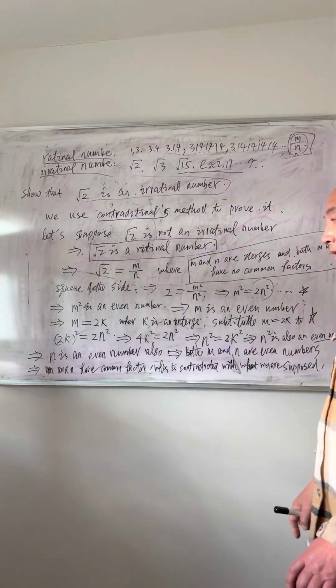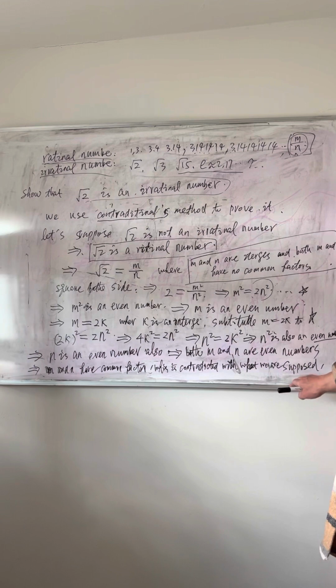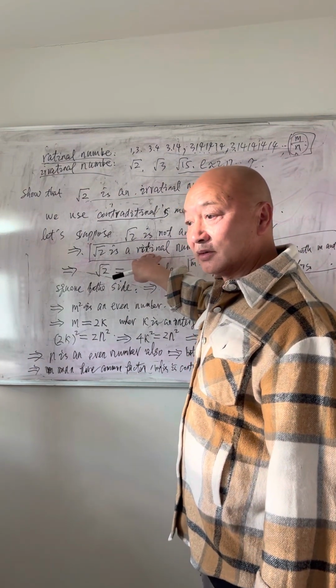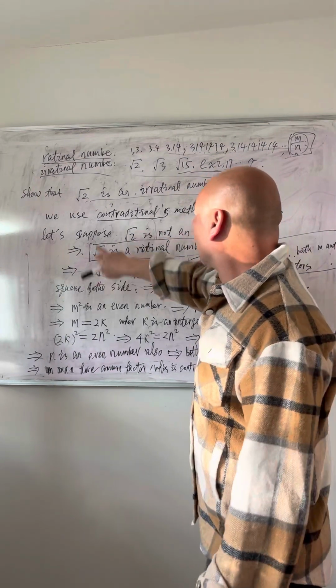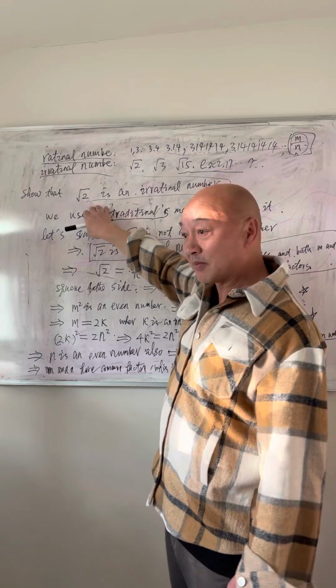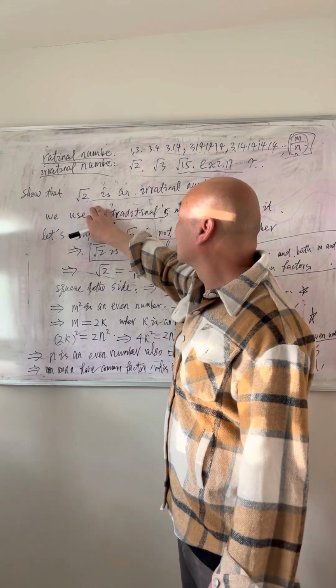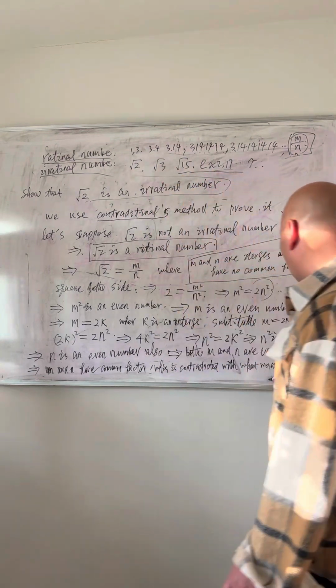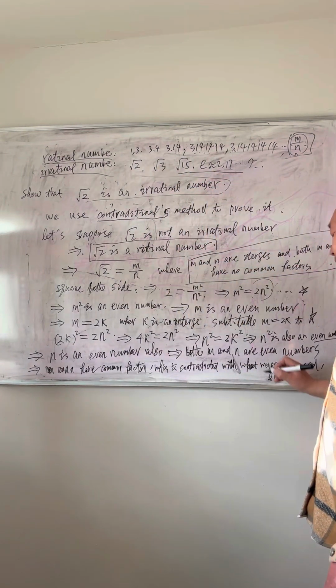So that means this is not a rational number. It's not rational, which means it must be irrational. And that's the proof.